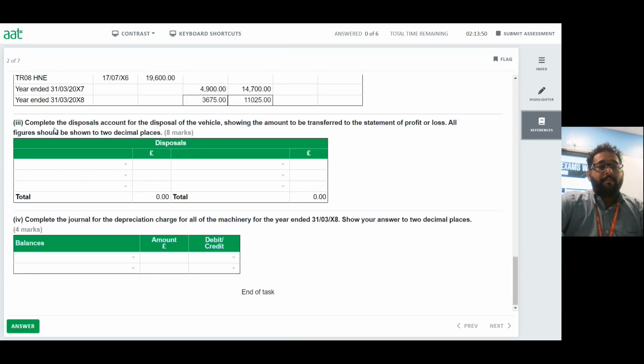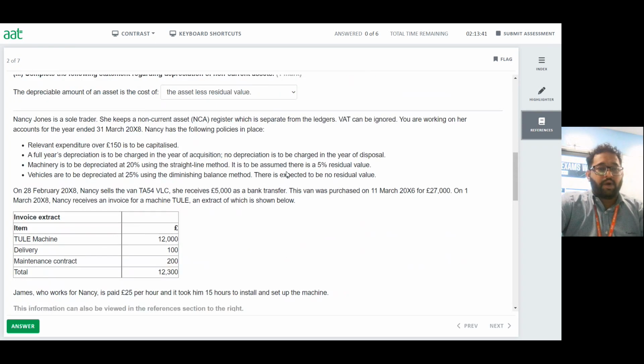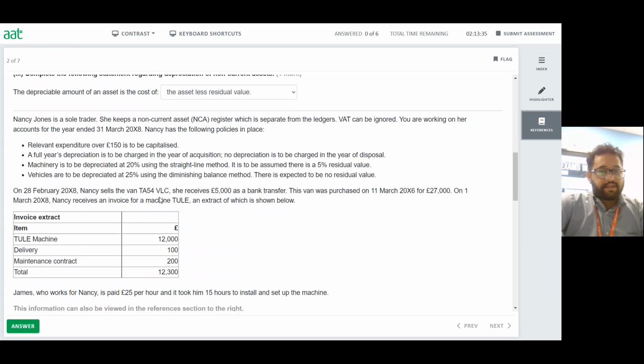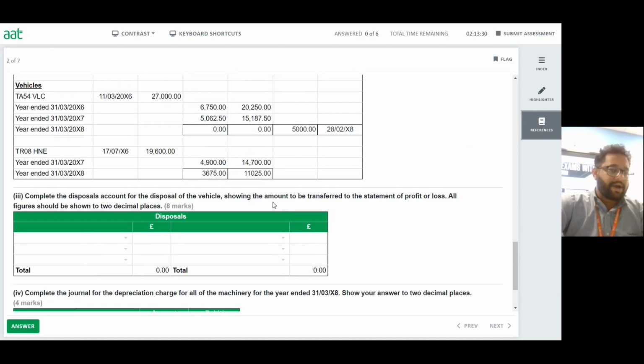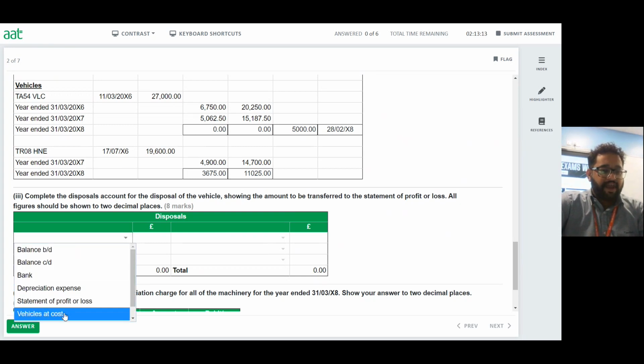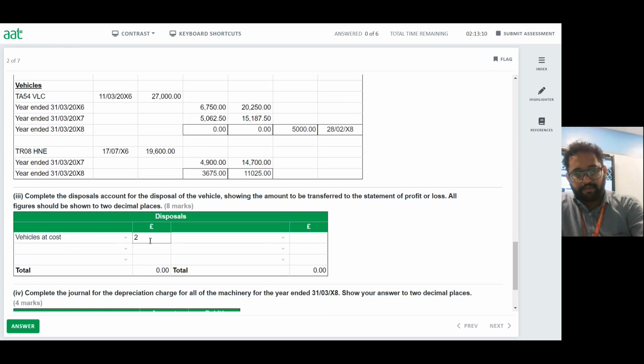Now they're talking about completing the disposal account for the disposal of the vehicle, showing the amount to be transferred to the statement of profit and loss. So if you look at that here, the machine or the vehicle or whatever it is, let me see which one it is. Yeah, the van cost them 27,000 pounds. This will be in that non-current asset register as the cost, the 27,000 pounds here. In that relevant T account for the vehicle, you will show 27,000 pounds on the debit side. To remove it, you credit that relevant T account, and then on the disposal account, we're going to say vehicle at cost 27,000 pounds.